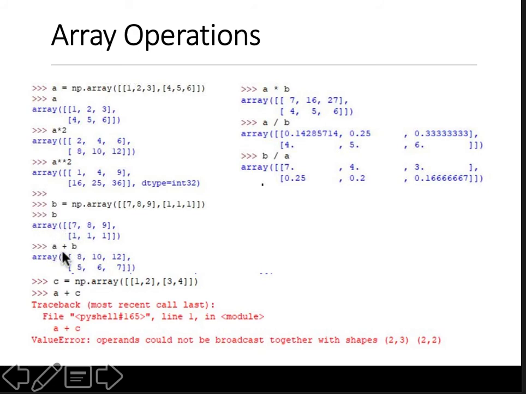Similarly, if you want to add two arrays, they have to be of the same length, the same row-column format. For instance, our array C is not of the same cardinality or the same rows and columns, so you will get an error that you cannot add A and C because their shapes don't match. A's and B's shapes match because they are the same. So you can multiply them, divide them, divide one over the other, and so on. Pretty straightforward operations.